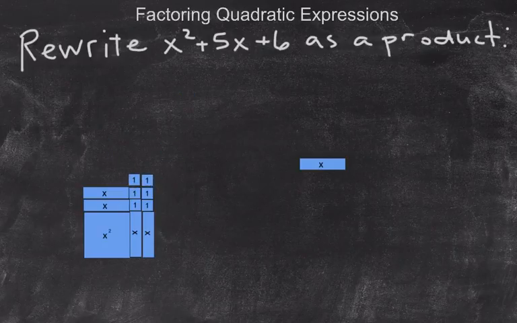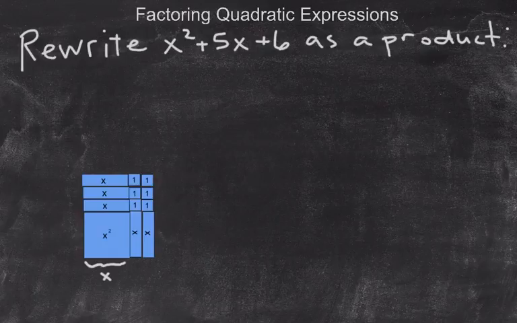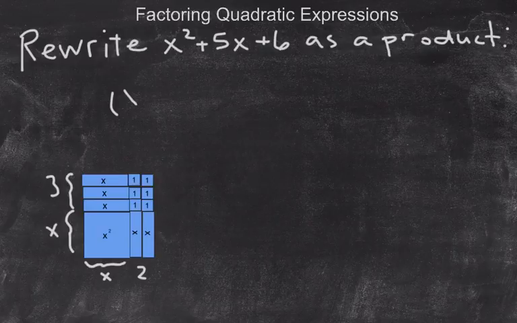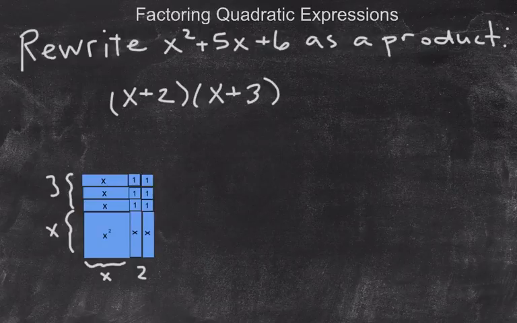So when I have my final rectangle, I can see that the dimensions are x plus 2 times x plus 3. And I can rewrite that original expression to say just that, x plus 2 times x plus 3. So we've factored a quadratic. Before moving on, we can connect this to using an area model.